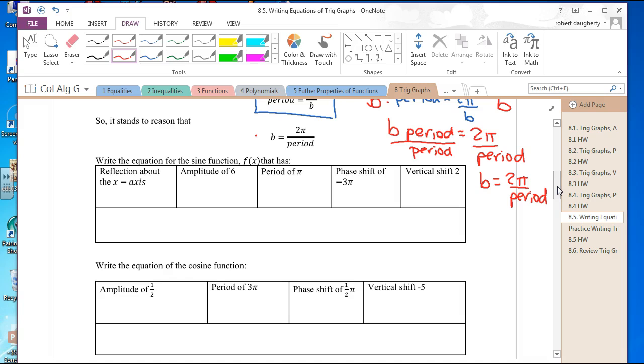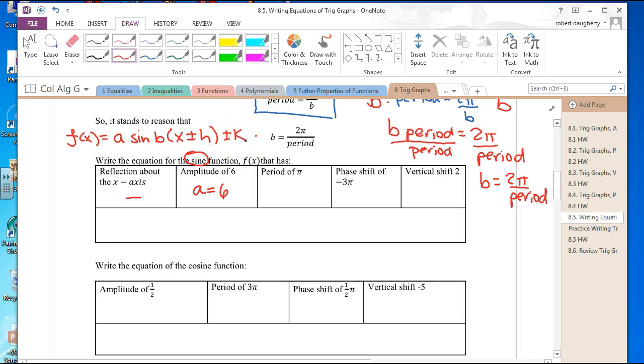Okay, this function is a sine function. It has been reflected about the x-axis. What does that mean I'm going to have? It has to start with a negative sign, okay? It has an amplitude of 6, so that means my amplitude A is going to have to be 6. And so let me just write, we're after something that looks like this: f of x equals A sine B x plus or minus h plus or minus k, okay?